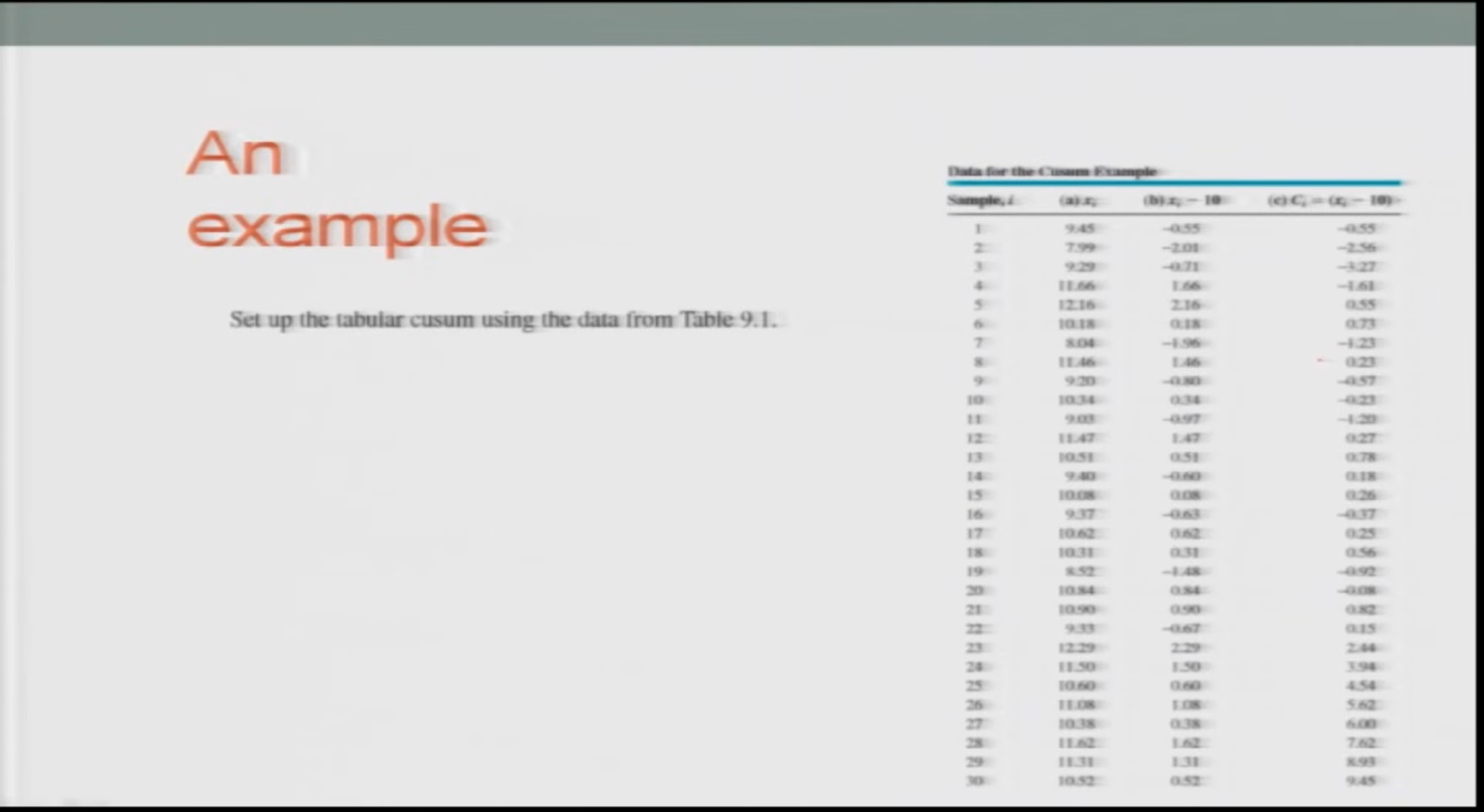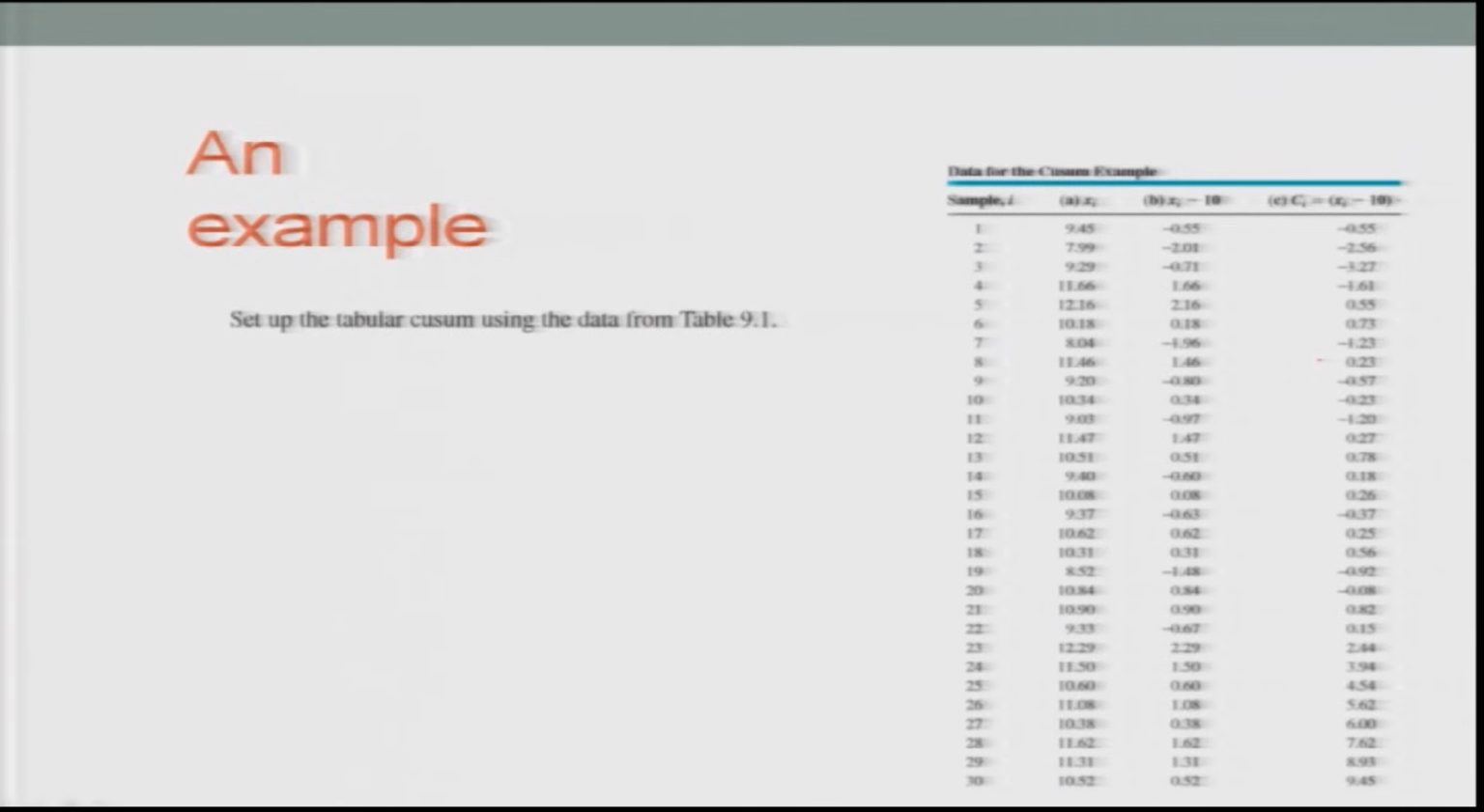Let us consider an example. These values are given. The sample observations are 1 to 30. The xi values are given from 9.45 to 10.52. This is the first reading, till the 30th reading, which is 10.52.